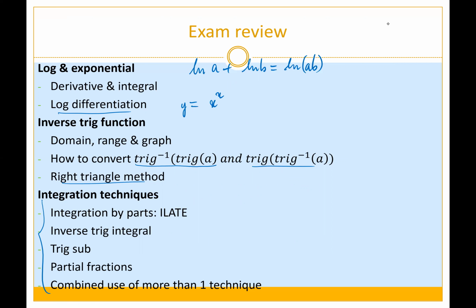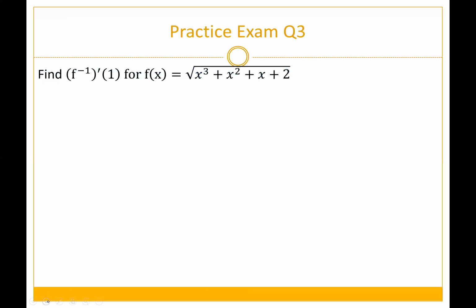So okay, let's go to the first question. It's question 3 of the practice exam. Find the derivative of the inverse at 1 for f(x) equals square root of x cubed plus x squared plus x plus 2.